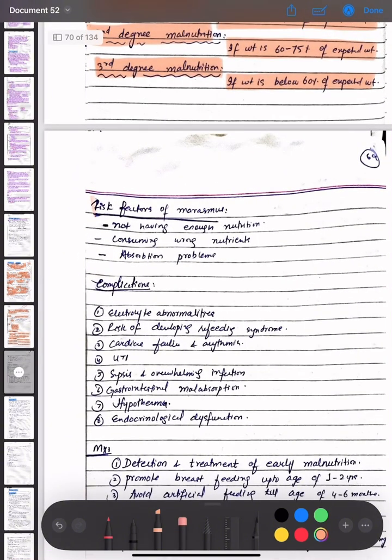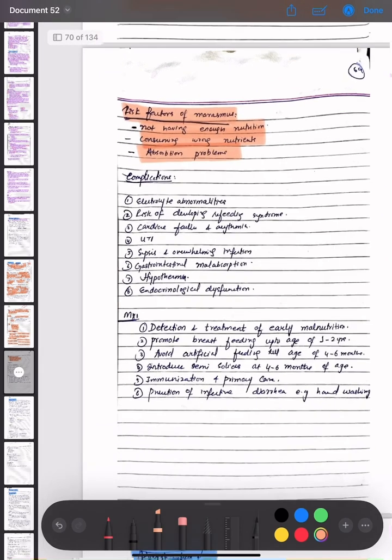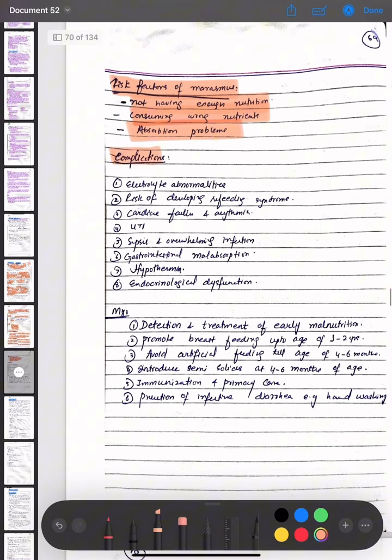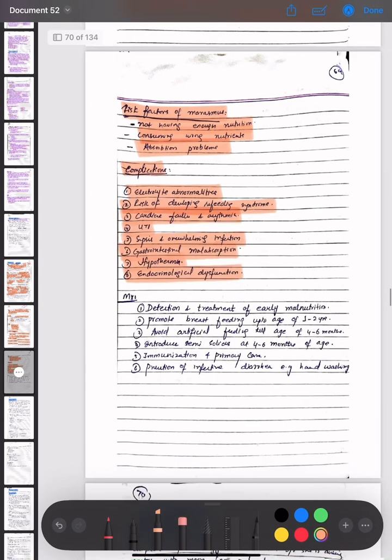Now the risk factors of marasmus are not having enough nutrition, consuming wrong nutrients, and absorption problems. The complications of marasmus are electrolyte abnormalities, risk of developing refeeding syndrome, cardiac failure and arrhythmias, UTI, sepsis and overwhelming infections, gastrointestinal malabsorption, hypothermia, endocrinological dysfunction.